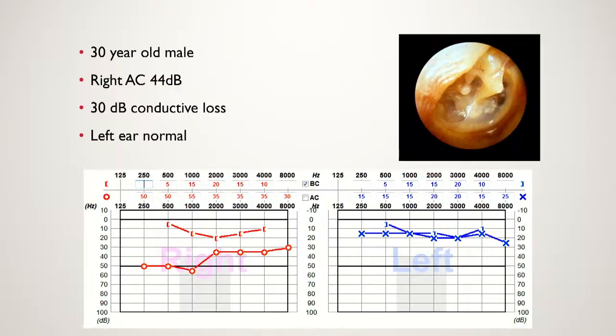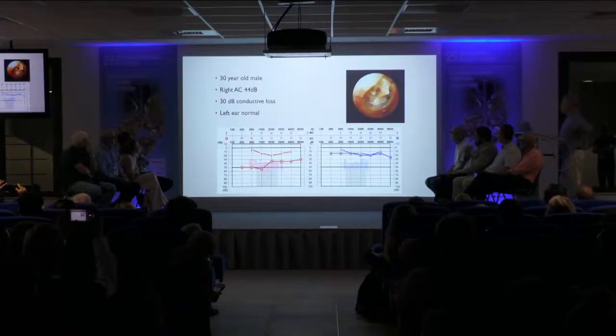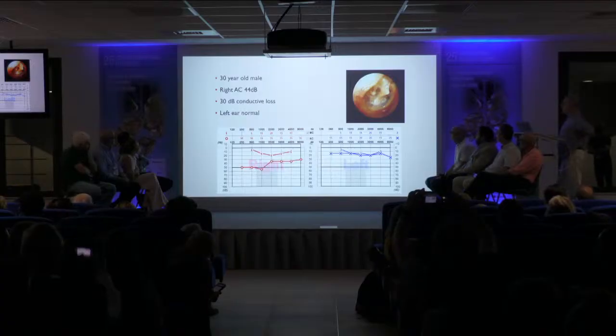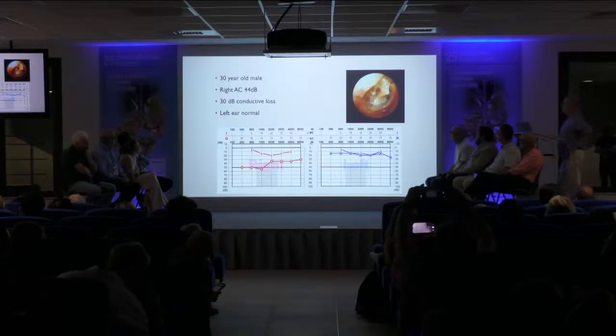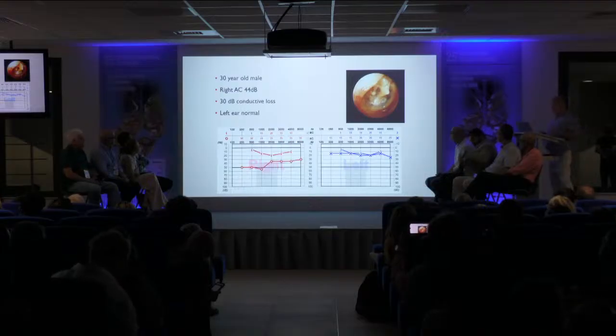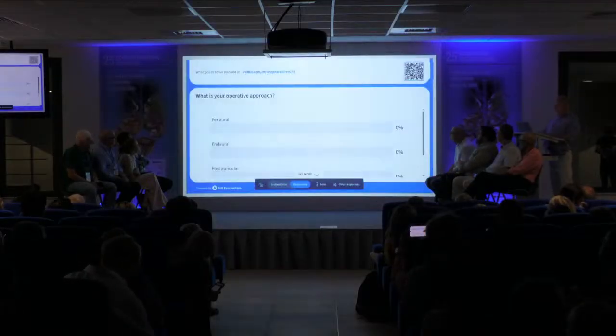Good. So the first case, this is a very straightforward case, guys. It's a 30-year-old male, right-sided, conductive hearing loss, air conduction 44 dB, 30 decibel conductive hearing loss. Left ear is normal.